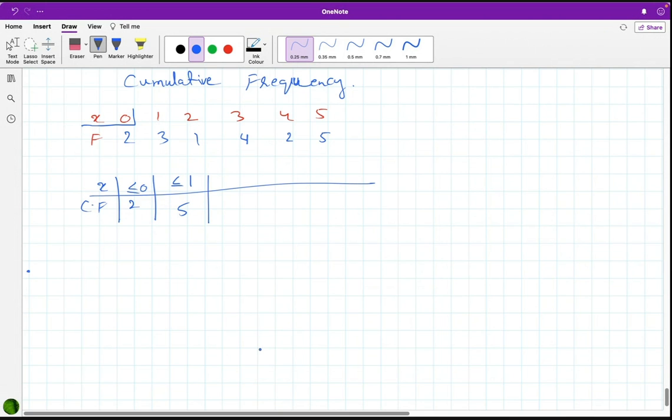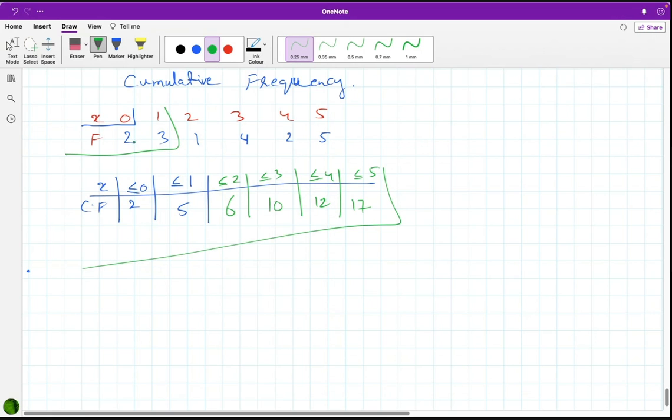And do you get it? How 5? Less than or equal to 1 are all of these. And less than or equal to 2, 6. Less than or equal to 3, 10. Less than or equal to 4, 12. And less than or equal to 5, 17. So basically cumulative frequency, we keep on adding them.